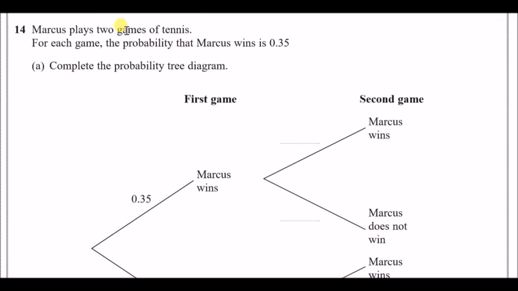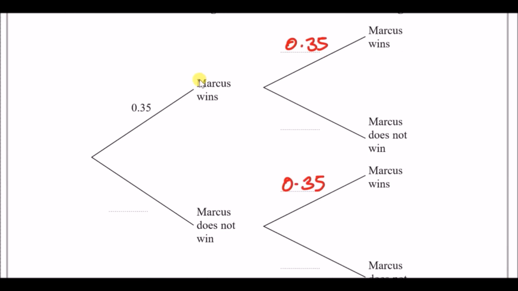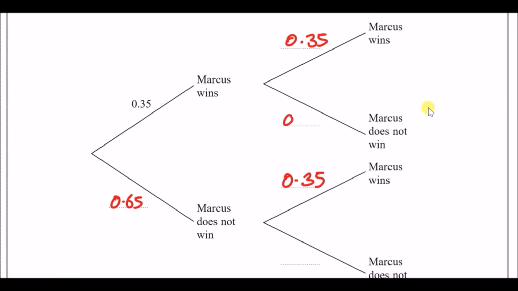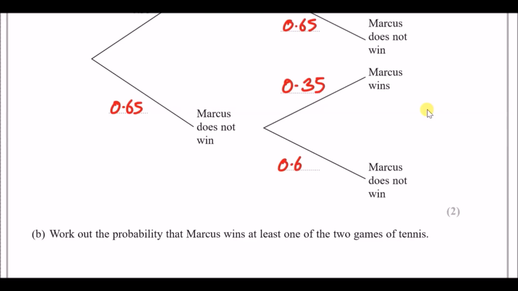So Marcus plays 2 games of tennis. For each game, the probability that he wins is 0.35. So we know straight off the bat for every single game is 0.35 of winning. So literally write that down here. Now, this means that the probability of him not winning, in other words, losing, will be 0.65. Why? Because all probabilities must add up to 1. So that means the rest will be 0.65. Yeah, and that's it. That's 2 marks right there.